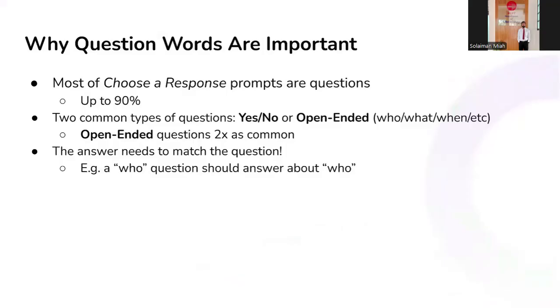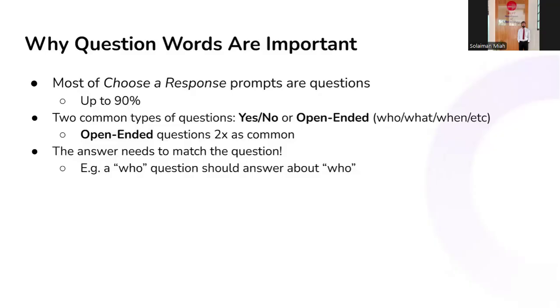Most choose a response prompts are questions, and a large majority of those questions use who, what, when, where, why, or how. We call those open-ended questions. These open-ended questions are about twice as common as simple yes or no questions. So it's not uncommon for half of the choose a response questions on a listening module to be open-ended. You might, for example, hear 5 open-ended questions, 3 yes/no questions, and 2 statements. So those question words like who, what, and when become pretty important.